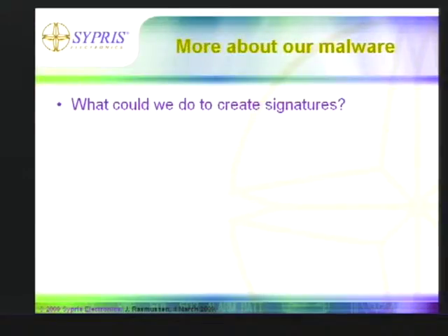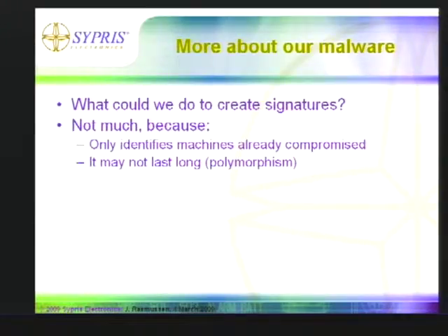All right, so the question is, what can we do to create signatures for this thing? Well, the answer is not that much, because if I look for a particular string of files or registry entries, all I'm going to do is find an already infected system, so it's not going to help me prevent future attacks. And also, you have to imagine that this malware is going to polymorph over time, so they're not going to use the exact same names for temp files. They're going to change those every time they spread the infection. So signatures, not so much.